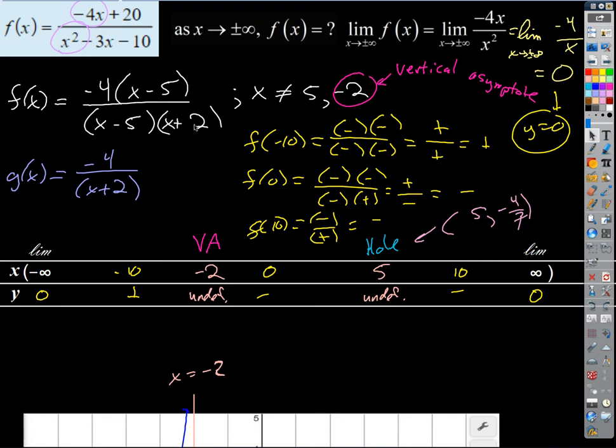Now remember, there's 2 things that could be going on there. We need to figure out what's going on at each of those locations. So what are the 2 things that could be happening at a zero of the denominator? What's one thing? A hole or vertical. Okay, we could have a hole. Now where would we have a hole?